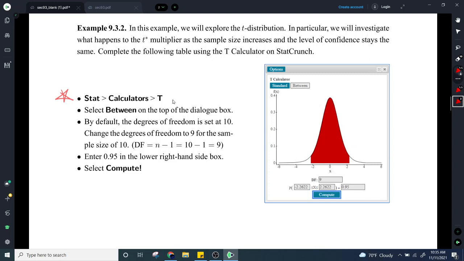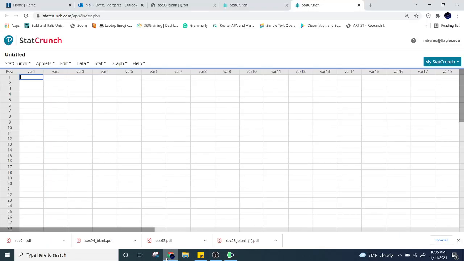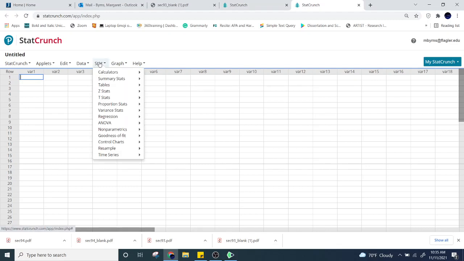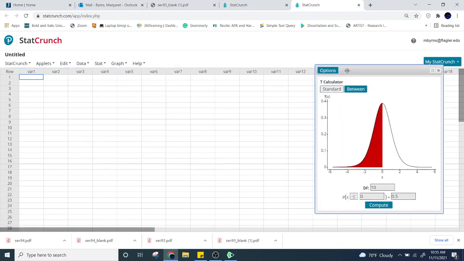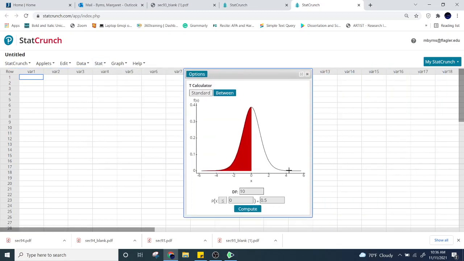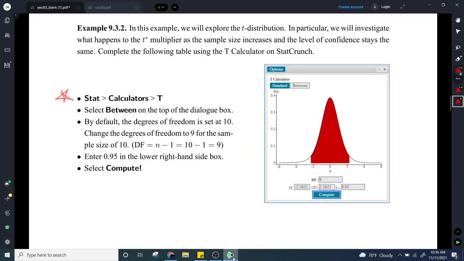You're going to go to Stat, Calculator, and then you're going to choose something called T, which is our t distribution. So I think I have a window open here. Let me show you what this looks like. So we're going to go to Stat, Calculator, and then down here to this t distribution. It looks very similar to a normal distribution. Remember, the shape is the same. What's different is the degrees of freedom, and that's what you're going to have to adjust in just a minute.